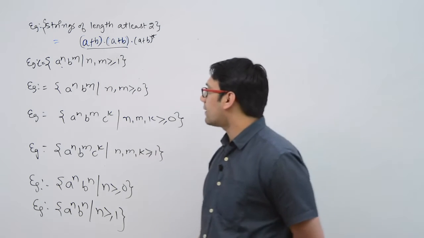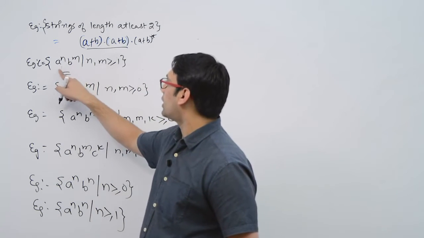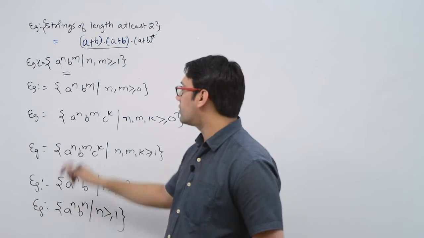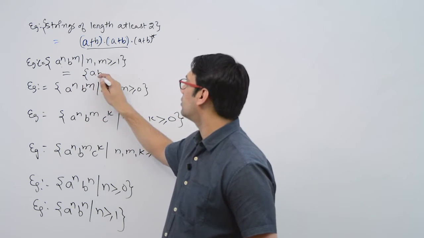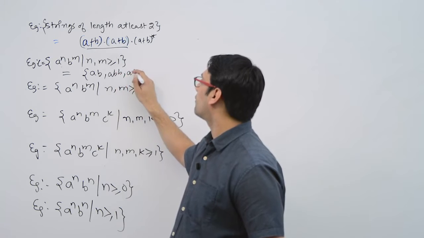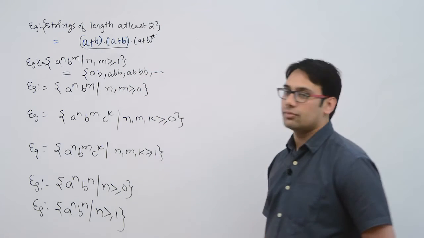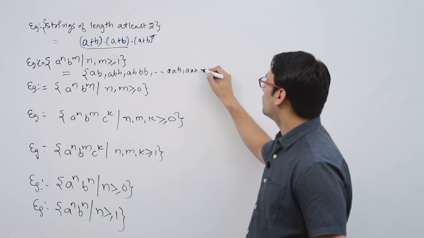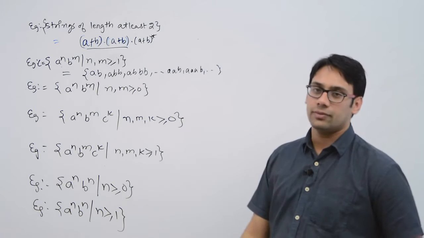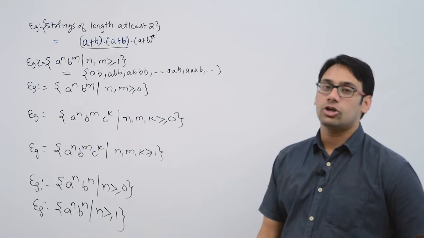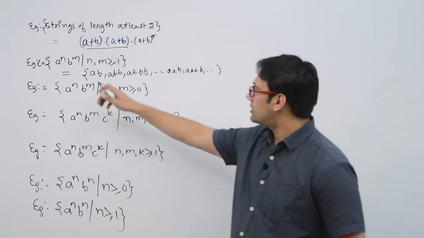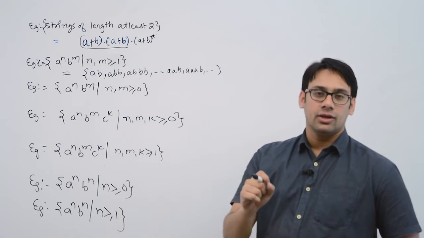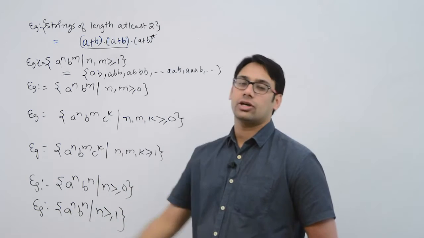In the first example, a raised power n, b raised power m, where n comma m is greater than or equal to 1, the minimum length we can get is ab. We can have abb, abbb, and so on. We can have any number of b's, and any number of a's. The only thing we cannot have is any combination of a's and b's. This language represents all the strings that start with a and end with b, but as soon as we get one b, we should get a continuous run of b's.